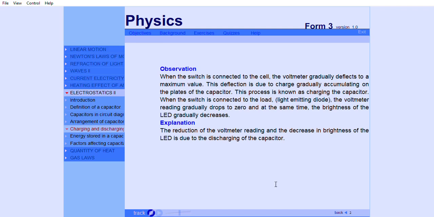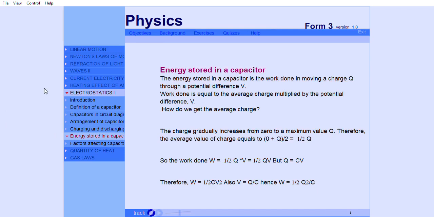When the switch is connected to the load, a light-emitting diode, the voltmeter reading gradually drops to 0, and at the same time, the brightness of the light-emitting diode gradually decreases. Explanation. The reduction of the voltmeter reading and the decrease in brightness of the light-emitting diode is due to the discharging of the capacitor.